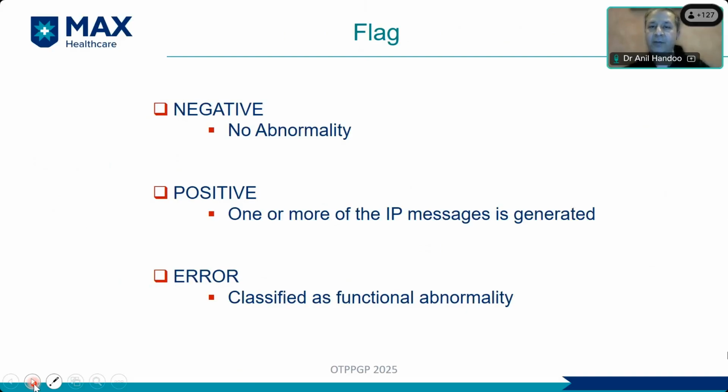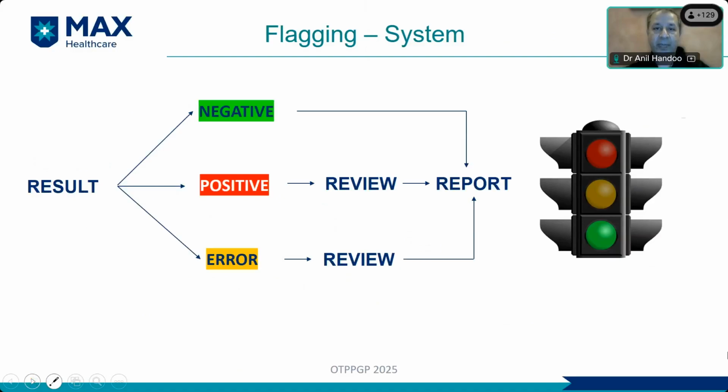So from a flag, if there is no flag, that means there is no abnormality in the sample. If it's a positive flag, then you will have a specific generated message, which has to be worked up, or you can have an error message. In any of the positive or the error messages, you have to have some intervention. So if you look at the flagging system, there is a result which has come. The flagging is negative. It will go and directly get reported. Flagging is positive. You will have to review, or an error is there, you will have to review and finally report. And that's what helps you to reduce your slide review rates.